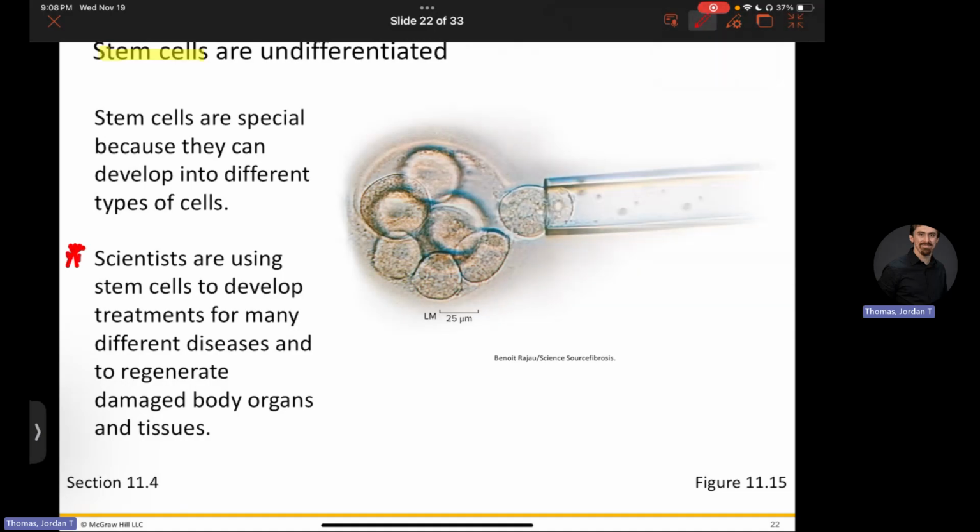This is why stem cells are so important. We can treat different diseases with them, and we can use them to regenerate damaged body organs and tissues.